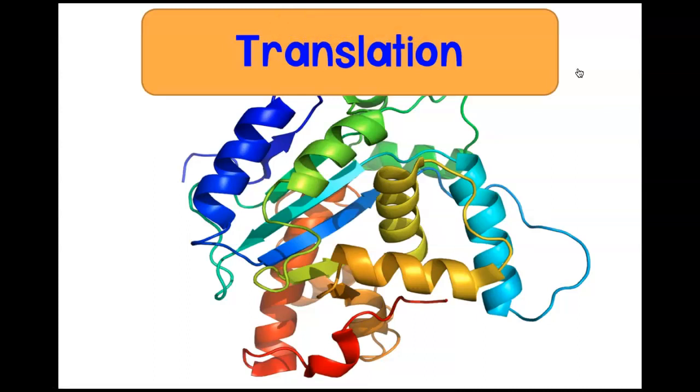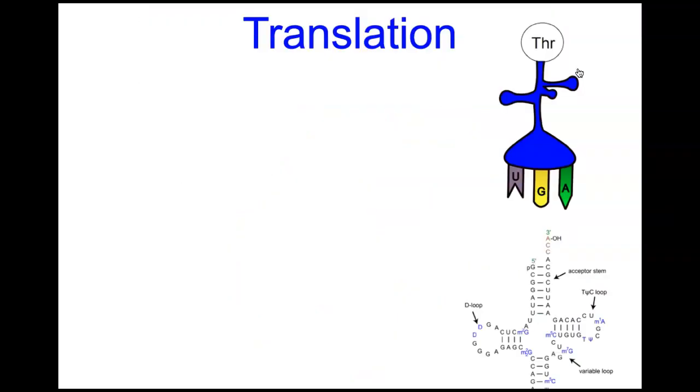We're going to focus specifically on the mechanism of translation. Translation is the second part of protein synthesis. The first part we looked at in depth last class was transcription. Now we're going to take that messenger RNA transcript and translate it into a polypeptide chain, which ultimately will end up becoming a protein of some sort.